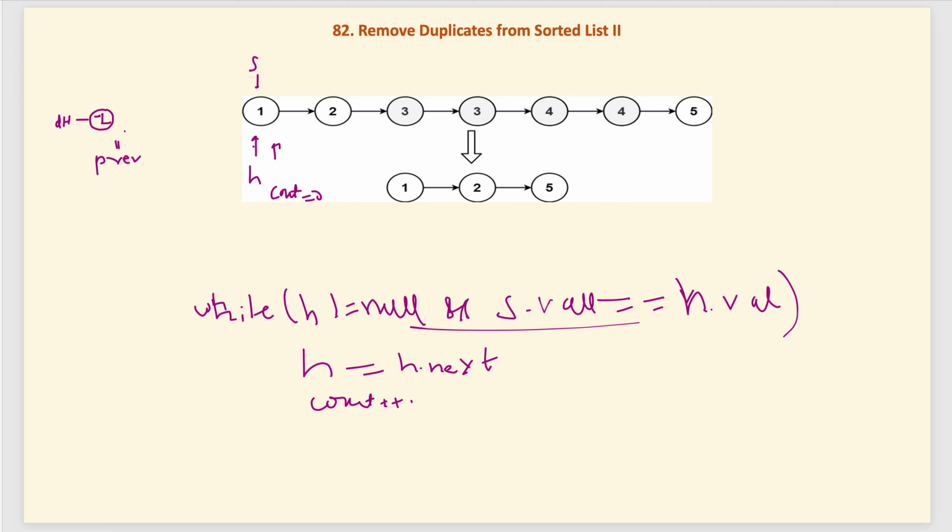First head is on 1, then it moves on to here, and our count will be 1. Now, start dot value is not equal to head dot value, so it stops here.